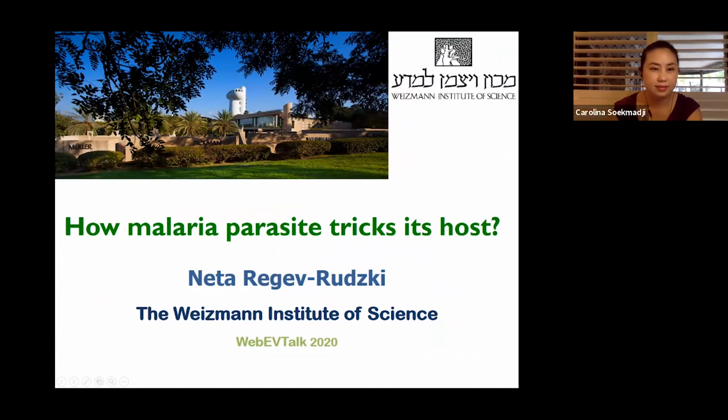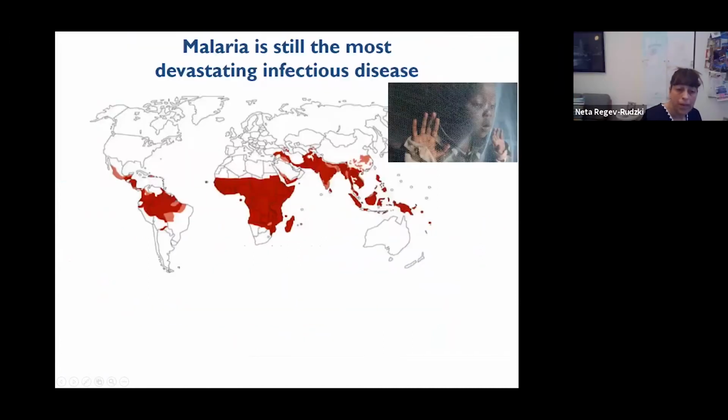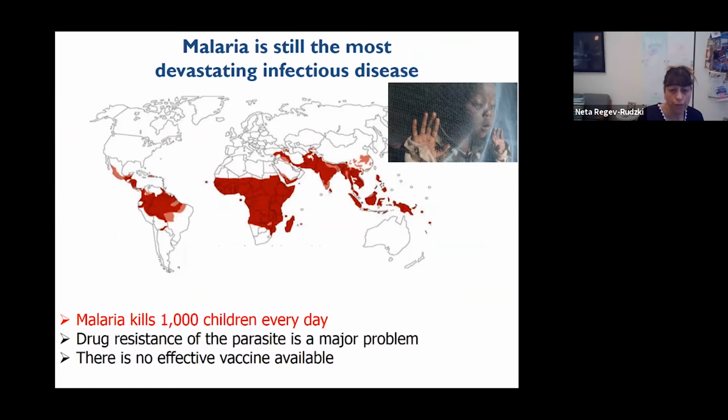Okay, so malaria. Despite many years of research, malaria is still one of the most devastating infectious diseases in humans. It kills 1,000 children every day, children under the age of 5 years old. The drug resistance of the parasite is a major problem, and so far, in 2020, there is no effective vaccine available.